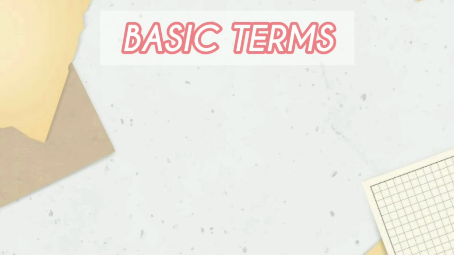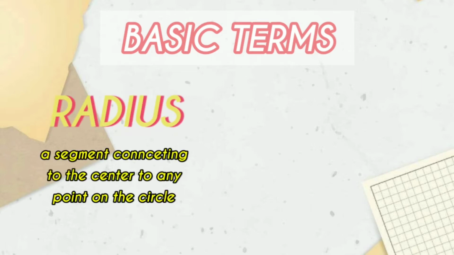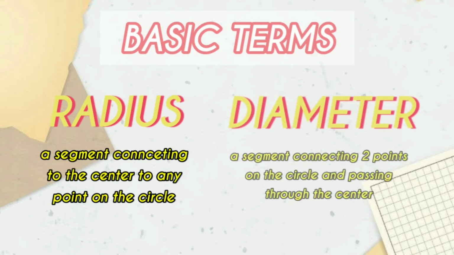Now that we know what a circle is, let us proceed to the basic terms of a circle. First, we have the radius, which is a segment connecting the center to any point of a circle. While the diameter is a segment connecting two points on the circle and passing through the center.